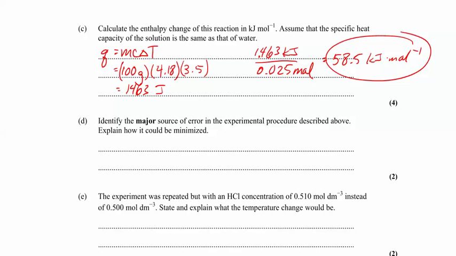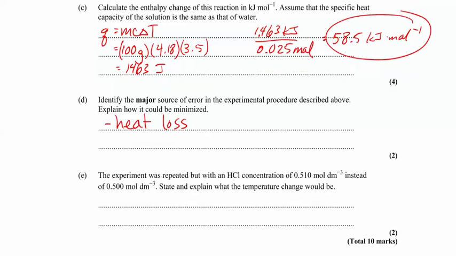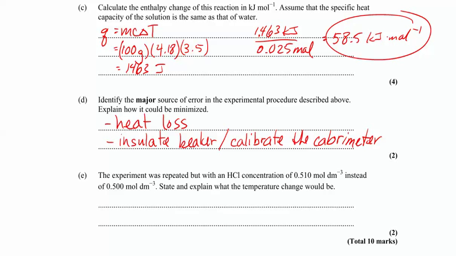Identify the major source of error in the experimental procedure and explain how it could be minimized. With all of these, well, I can say most of them, it's due to heat loss. Heat is escaping to the surroundings, or it is being absorbed by the calorimeter, where the reaction is happening. So that's the major error. And to get rid of that, you can either insulate the beaker or you can calibrate the calorimeter. In other words, measure how much heat the calorimeter or the reaction vessel, the beaker, whatever it is, is absorbing. That's another one you could do as well.